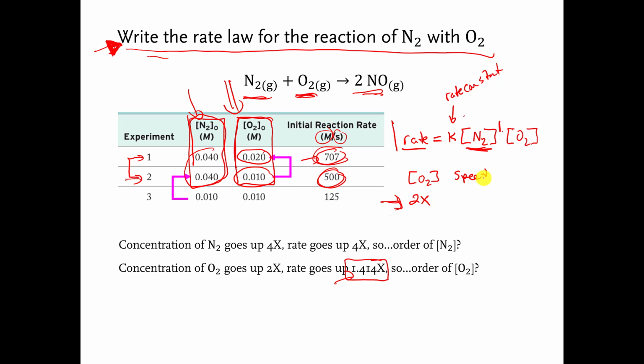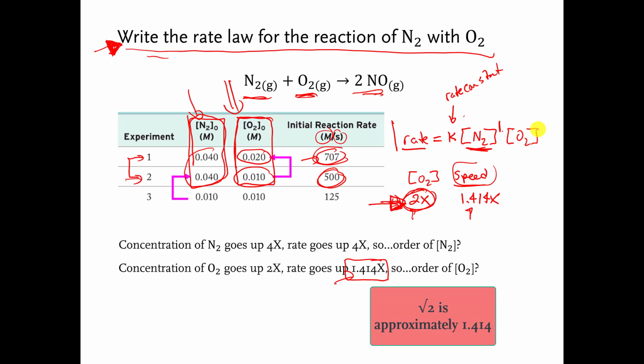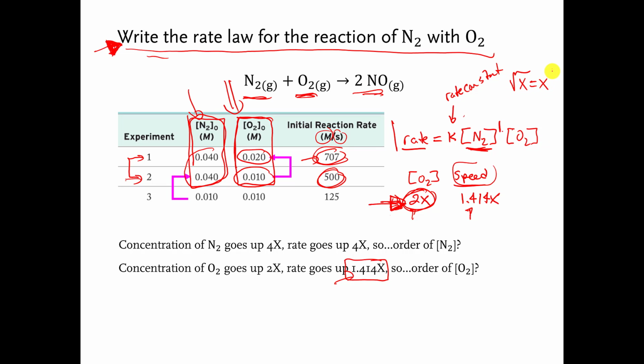I'm going to write that here. In this one, I don't expect you to recognize this relationship, although some people might. Basically, if you double this number, and this number only gets 1.414 times faster, that means that the speed goes up by the square root of how much the O2 goes up. So this number here, if you remember from very early in this collection of videos, the square root of something can be written as something to the 1/2 power. So the number that goes next to the O2 as an exponent is going to be 0.5 or 1/2.